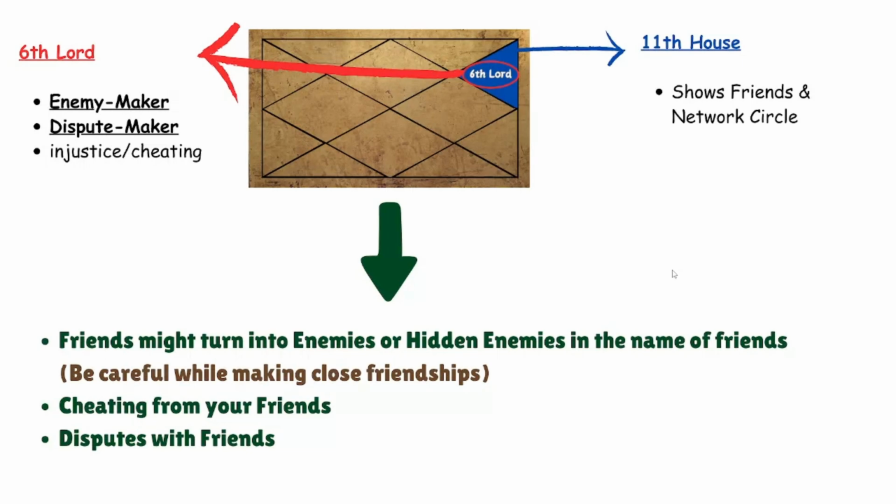And 11th house is the house of friends and network circle. So you need to be very beware of such situations, because a friend can turn into an enemy, or maybe you are considering somebody as a friend but internally that person is a secret enemy in the name of a friend. So be careful while you are making close friendships. You can face some injustice or cheating or treachery from your friends. You can have quarrels, disputes, litigations, court cases with your friends. So you have to be aware of this situation.